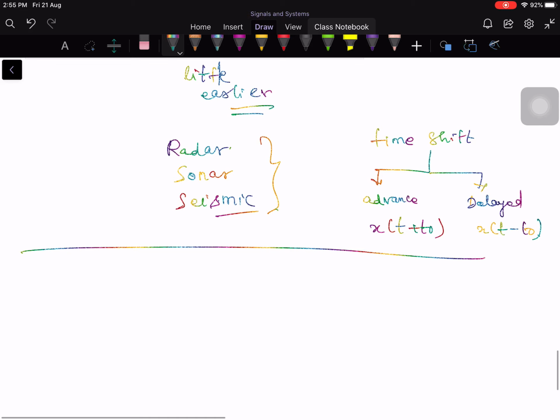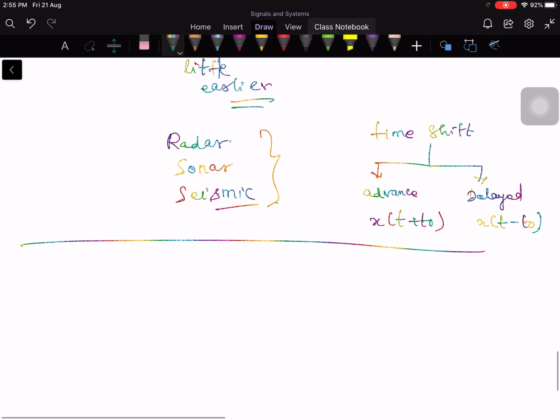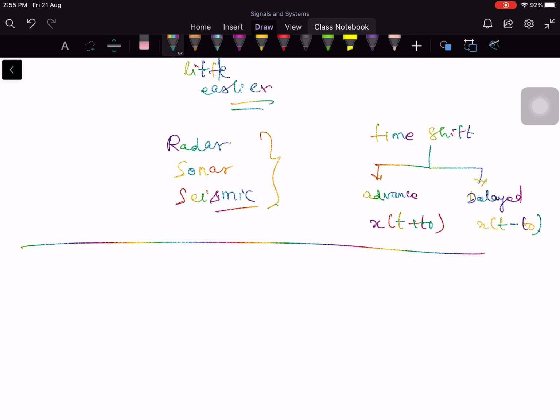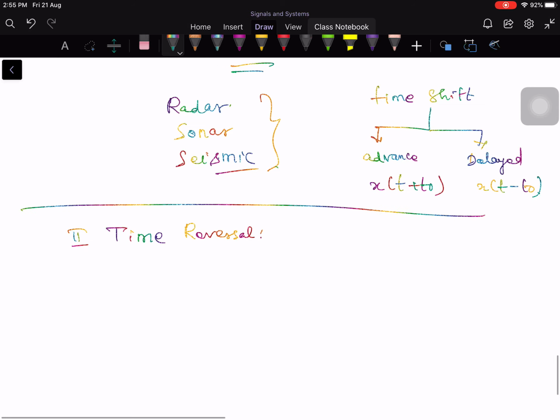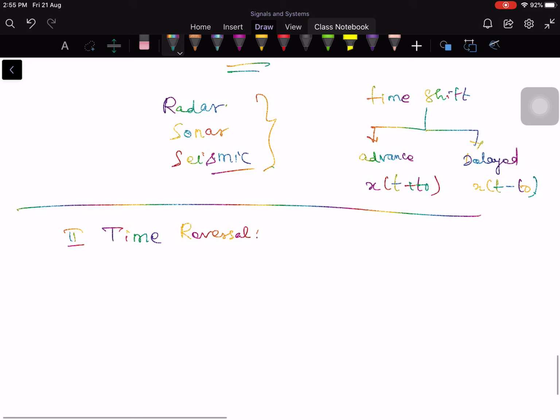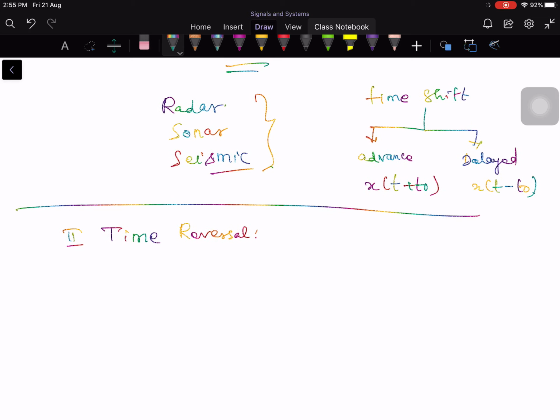Okay, so that's it. Now let us move on to the second type of transformation, and this is also very important, and this one is called time reversal. It is a very simple operation. The second basic transformation of the time axis is that of time reversal. It is best to explain this with a figure. So let me insert a figure.